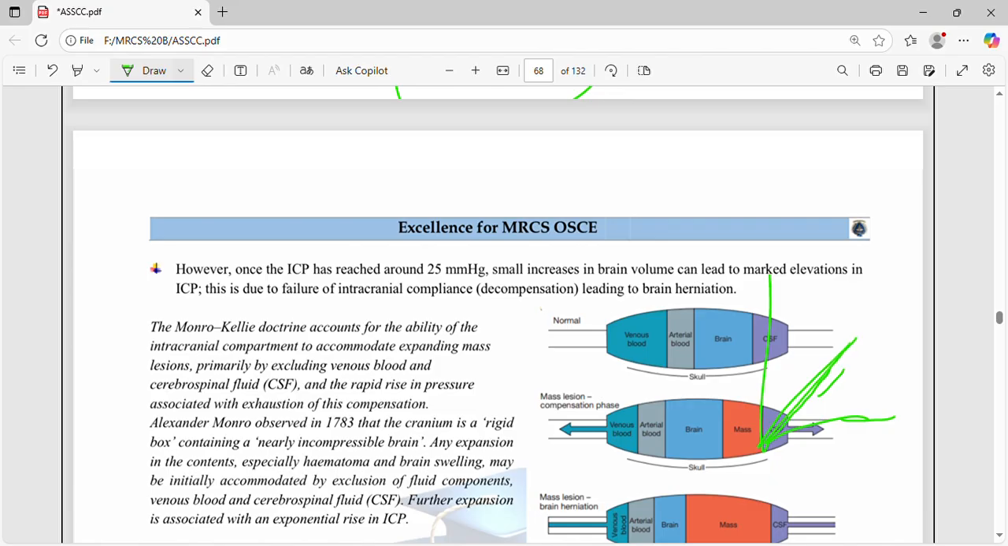For example, if we check the relationship like this, up to 25 millimeter of Hg it can go normally like this, but above 25 millimeter of Hg, if there is a bit of increase in the parenchymal volume of the brain, then there will be a rapid increase in pressure, ICP. So this is the Monro-Kellie doctrine hypothesis.